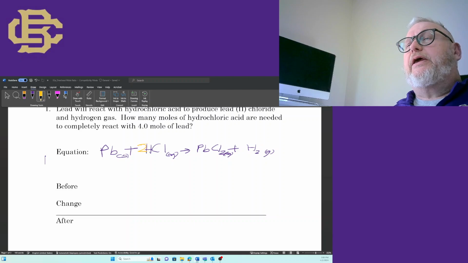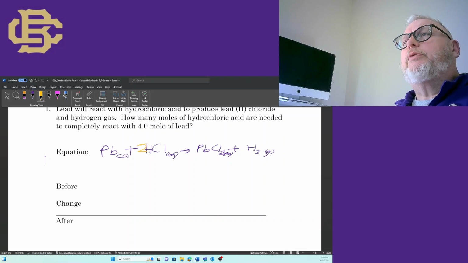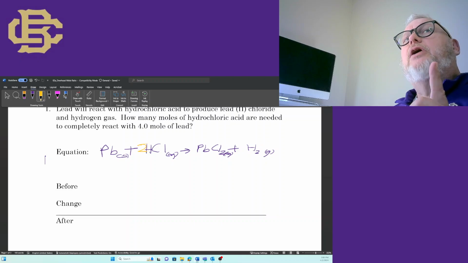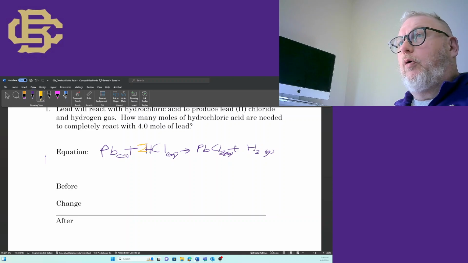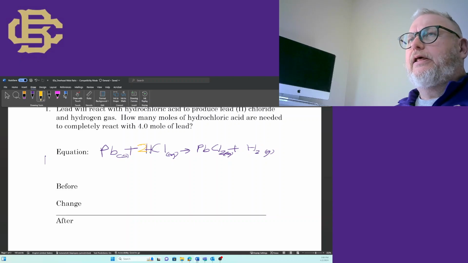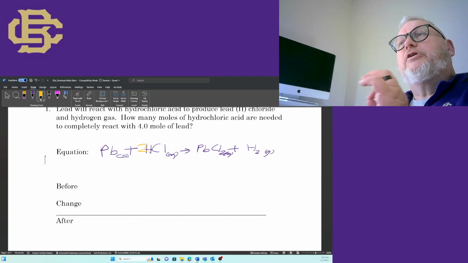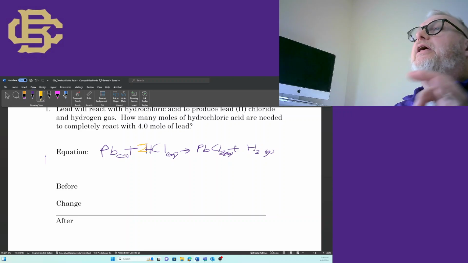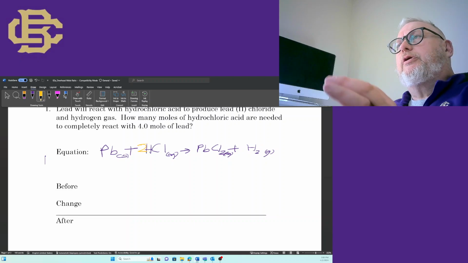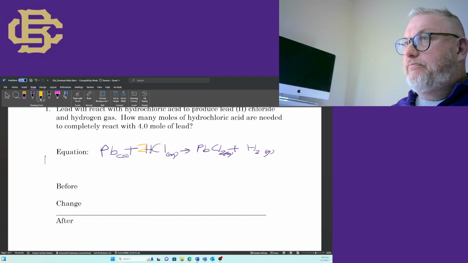So what does this mean? For every 1 mole of lead, I'm going to react or consume 2 moles of hydrochloric acid. I'm going to produce, for every 1 mole of lead, 1 mole of lead chloride. I'm also going to produce 1 mole of hydrogen. For every 2 moles of hydrochloric acid, I'm going to consume 1 mole of lead. I'm also going to produce 1 mole of lead chloride and 1 mole of hydrogen gas.